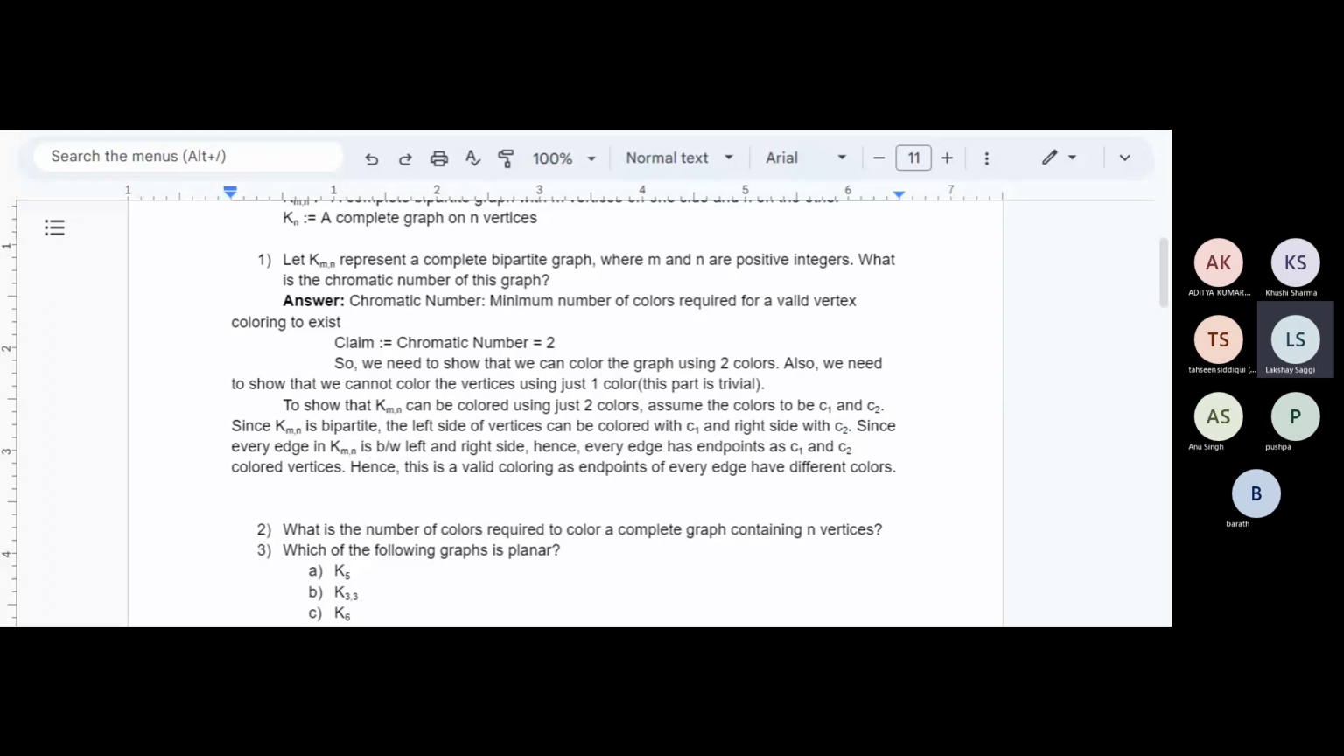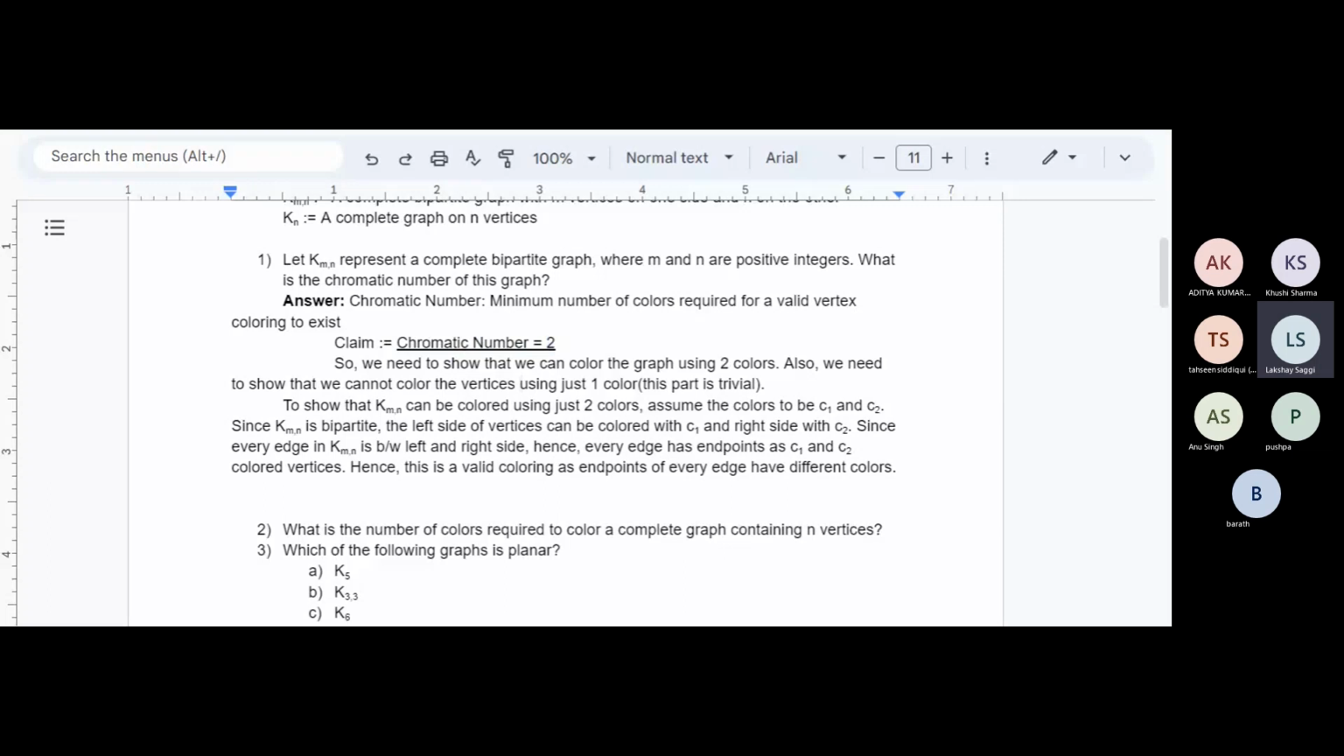So yeah, that's exactly what Khushi said in the chat also. This is what I'm saying also, that there are two sides of a graph, left side and right side. Just color the left side with color 1 and the right side with color 2. So now every edge will have one endpoint as color 1 and the other endpoint as color 2. This was just one part of the solution, that we showed that using two colors we were able to obtain a valid coloring.